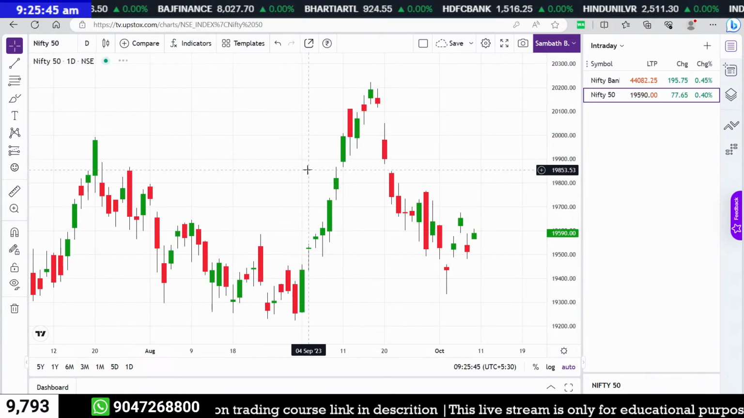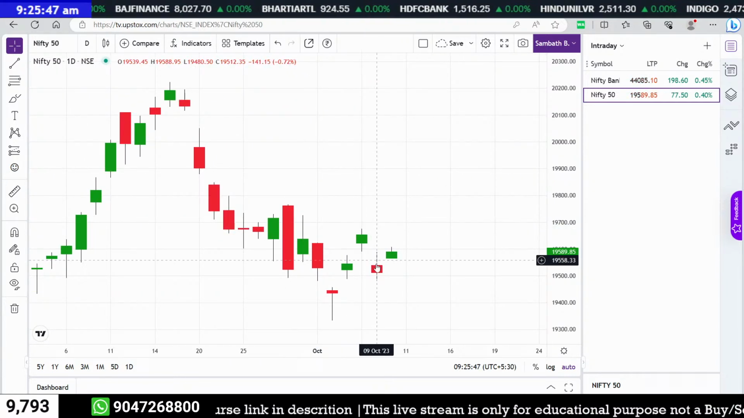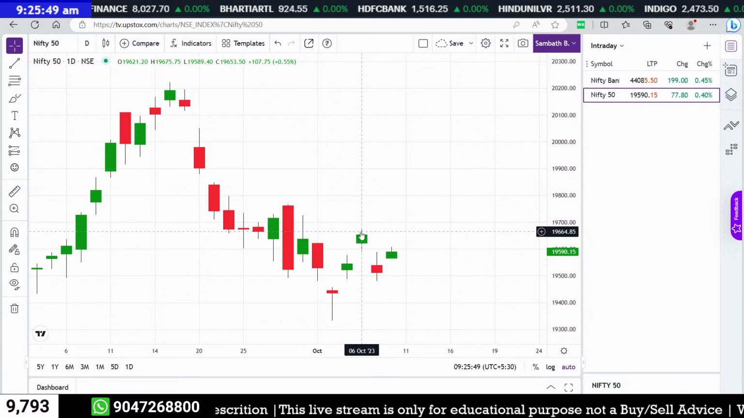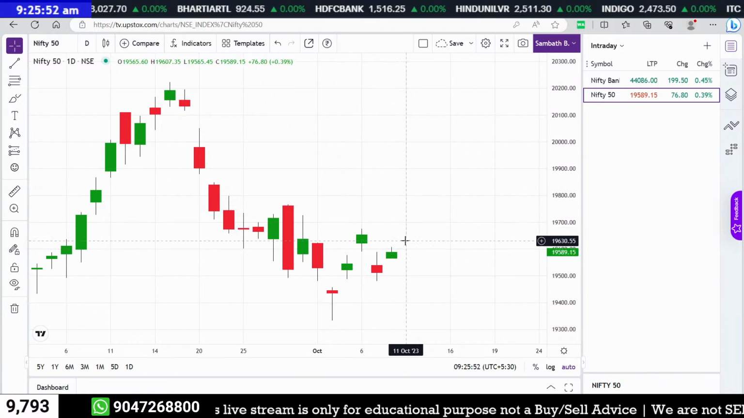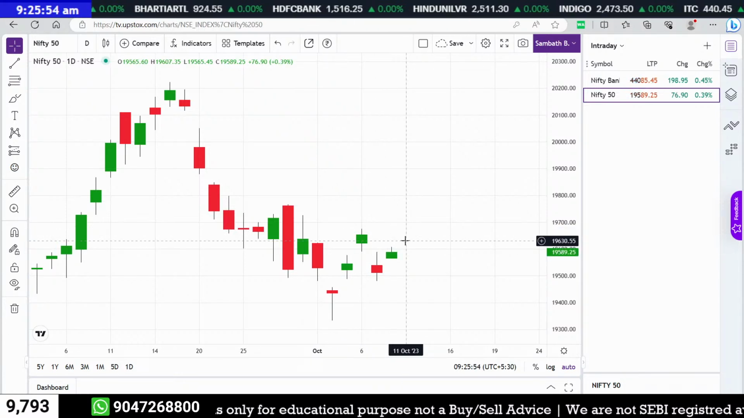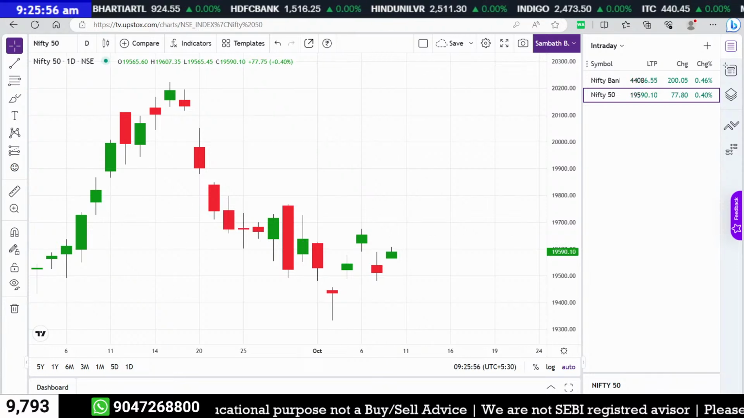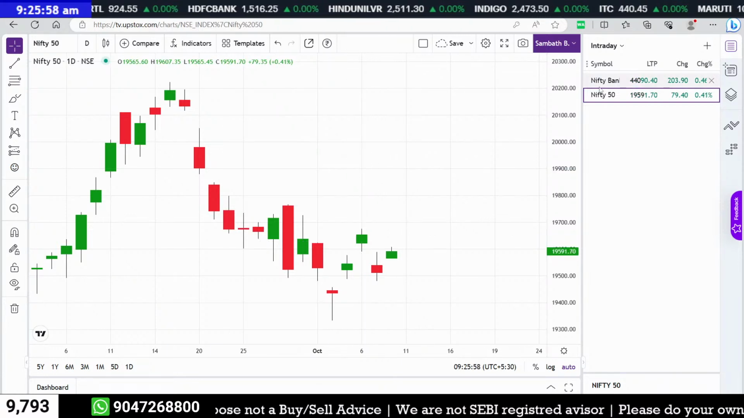In the daily time frame, look at this gap up. 2 days gap down and 2 days gap up. Again gap down and today gap up. Something is going on in Nifty. Look at this.